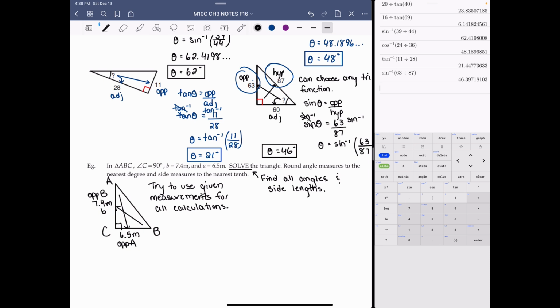So I need to find side C, which is the hypotenuse. I have two sides of a right triangle, and I want to find the third. So I can use Pythagorean Theorem. I'll do that over here. This is calculating side C.